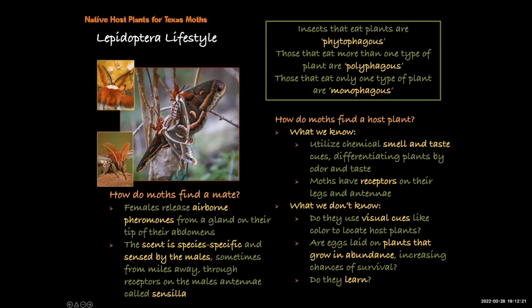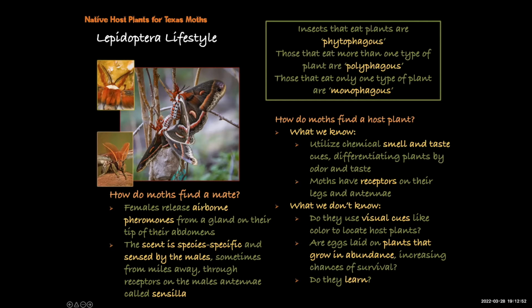So now that we've talked a little bit about how moths are different from butterflies, let's talk a little bit about how they find a mate and how they find host plants. How moths find a mate: the females actually release what's called an airborne pheromone from a gland at the tip of their abdomens. The scent is very species specific. The male will sense it sometimes from miles away through receptors on the male's antenna, and they're called sensilla.